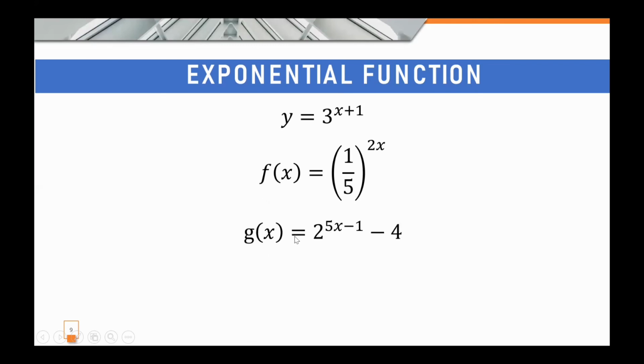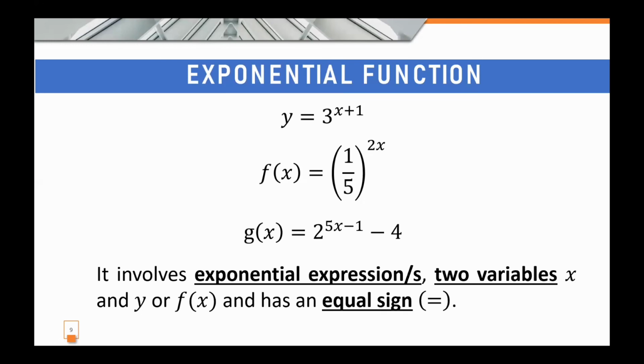Another, g of x equals 2 raised to the quantity 5x minus 1 minus 4. The exponential expression here is 2 raised to 5x minus 1. The base is 2, which is greater than 0. There are two variables. We have x and g of x. G of x is also y. So take note of this. When we say exponential function, it involves exponential expressions. There should be two variables, x and y, or f of x, and it has an equal sign.